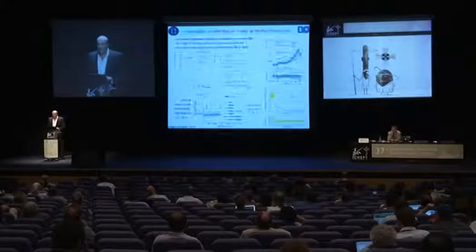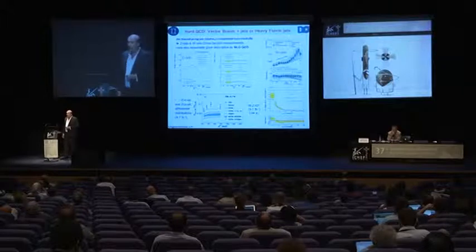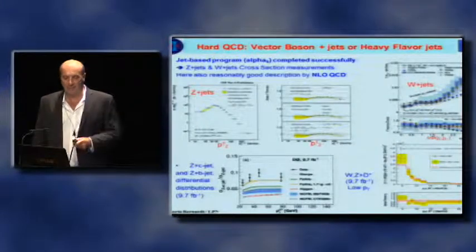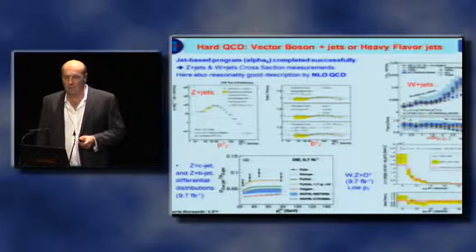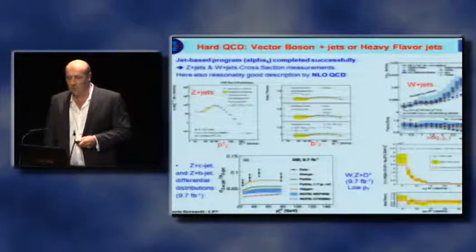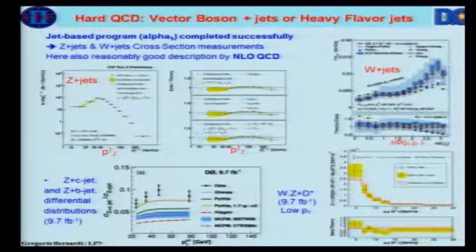Okay, so let's go now to QCD. For the hard QCD aspect, we have completed the program successfully on alpha S and jets in general, and we are now concentrating on Z plus jet and W plus jet cross-section measurements. And here you see, for instance, 2 examples of the pT of the Z differential cross-section in Z plus jet, in good agreement with the most modern calculations.